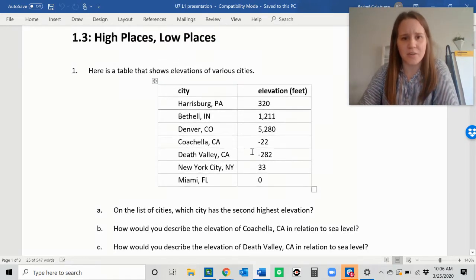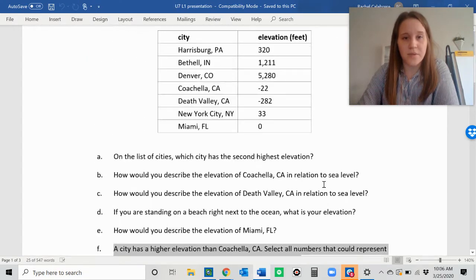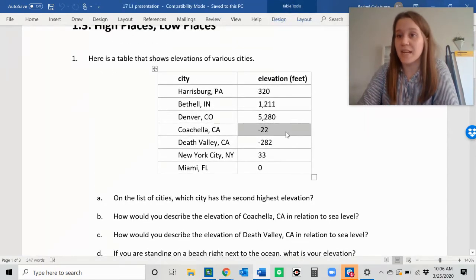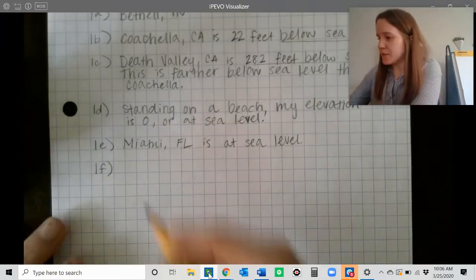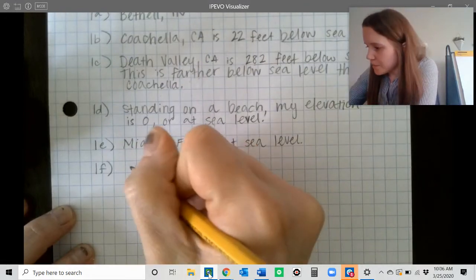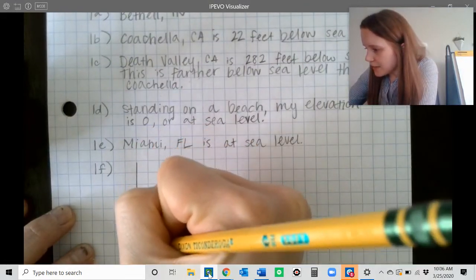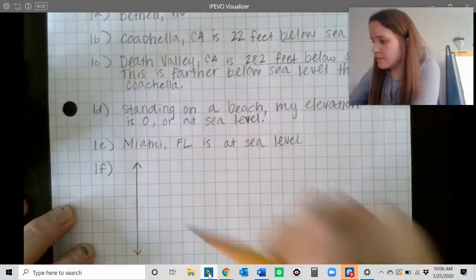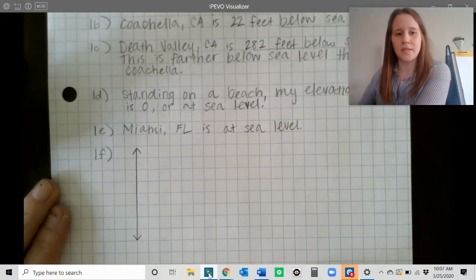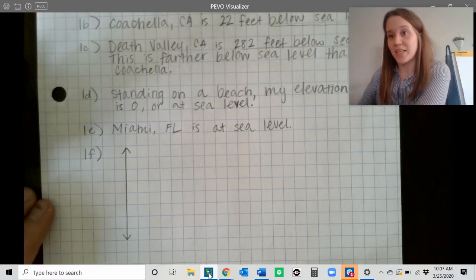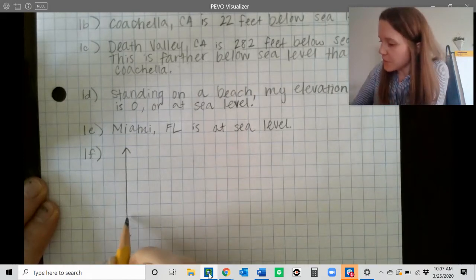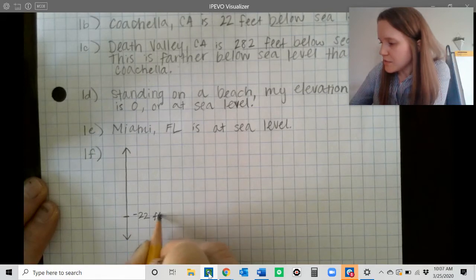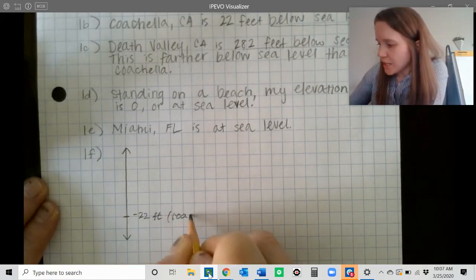So just as a reminder, Coachella, California has an elevation of -22. So let's go ahead and draw a number line. What I put on my paper, you should put as well. A vertical number line. Vertical means up and down. Let's go ahead and put the elevation of Coachella, California here. That's at -22. So I'm going to go somewhere towards the bottom of my number line. I'm going to put a mark, and let's label that -22 feet. And that is Coachella.